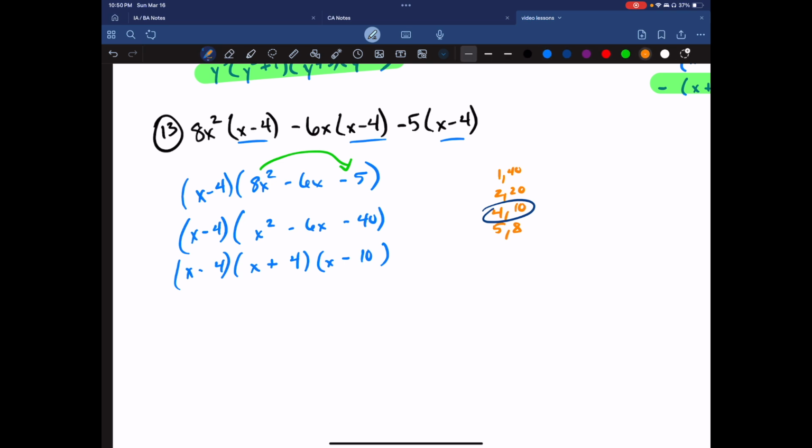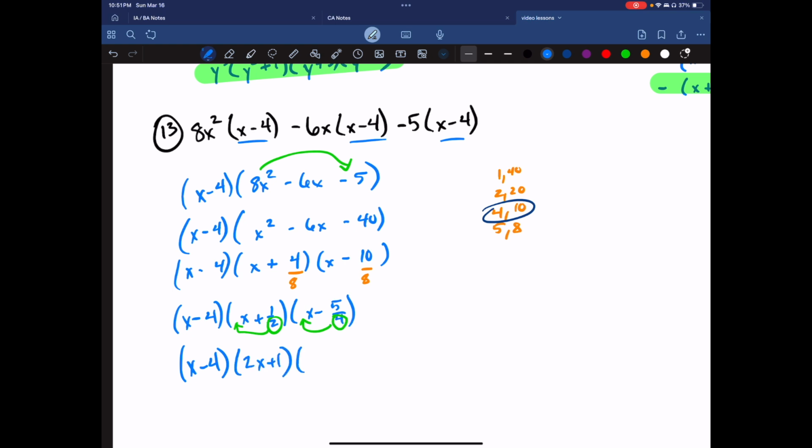Okay, well, I multiplied by 8, so I have to divide by 8. In both of these, I will be able to reduce, but my reduction does not get rid of my fractions. It's going to be 5 over 4. Okay, so if your reduction doesn't take care of your fractions, you take whatever the denominator is, and you kick it in front of the x. So one last time, x minus 4 comes down. This is going to be 2x plus 1 and 4x minus 5. And this, my friends, is the complete factored form of 13.